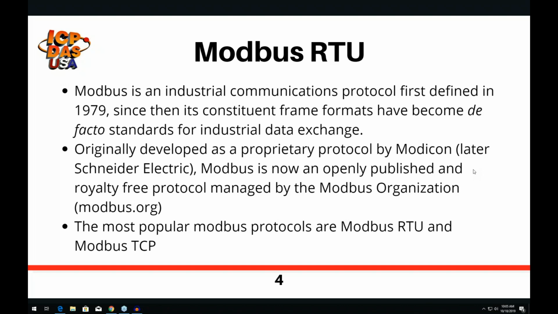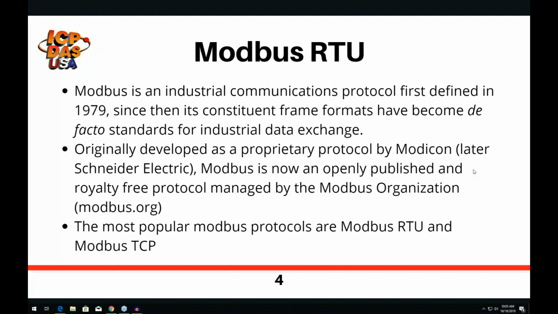The most popular protocols are Modbus RTU and Modbus TCP, as I mentioned, but other Modbus protocols include Modbus ASCII, Modbus over TCP, Modbus UDP, and Modbus Plus, to name a few. Modbus Plus, interestingly, is a Schneider Electric proprietary protocol. So things sort of went full circle there, starting out as a Modicon proprietary protocol, and now they're developing their own proprietary protocol again.